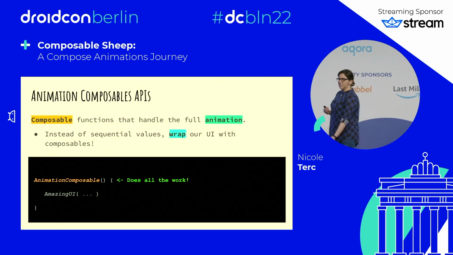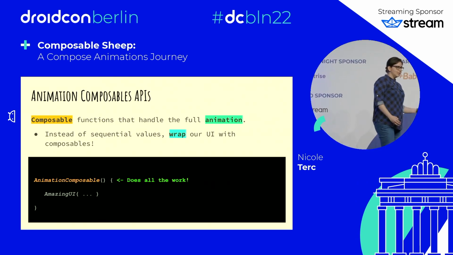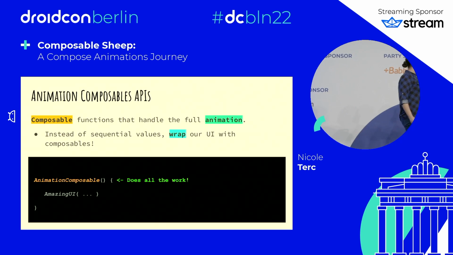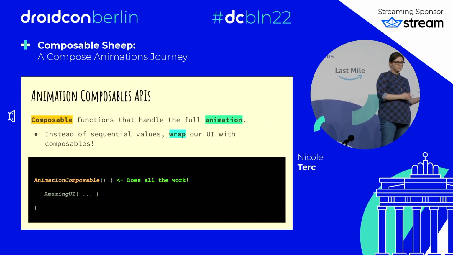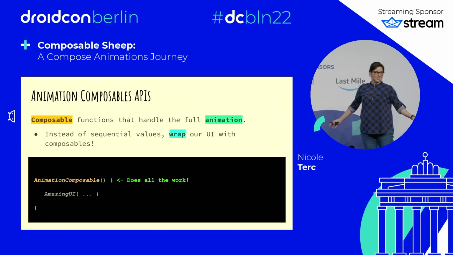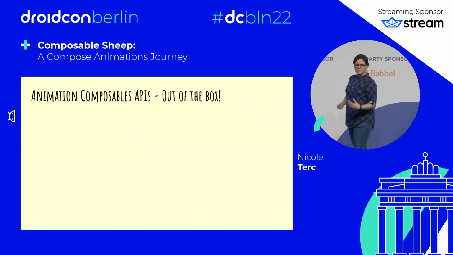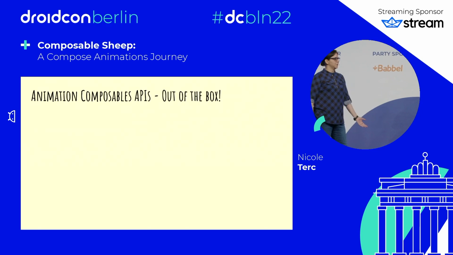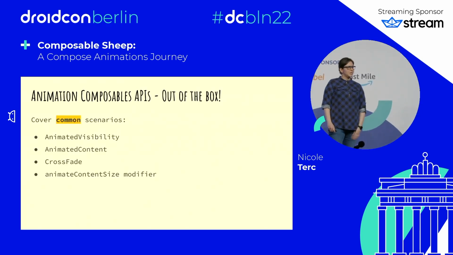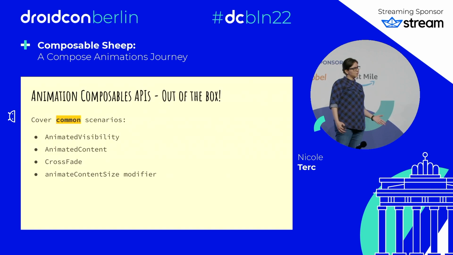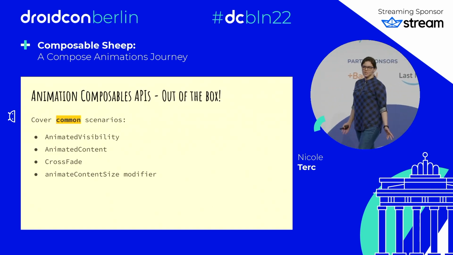If before we were thinking about how to sequence the values that we were going to consume in our UI, in this case, instead of worrying about states and alphas and whatever, we're just going to wrap it in our new composable function that is going to handle everything. Nice. But what are these amazing APIs that we have out of the box? Well, there are 4 of them, and among them they already cover most of the common scenarios that you're going to encounter whenever you want to add animations to your applications.